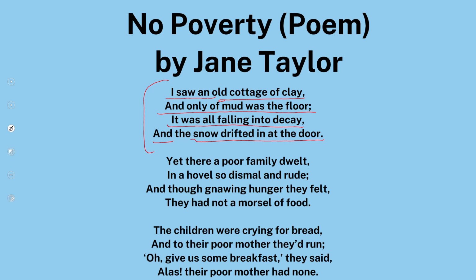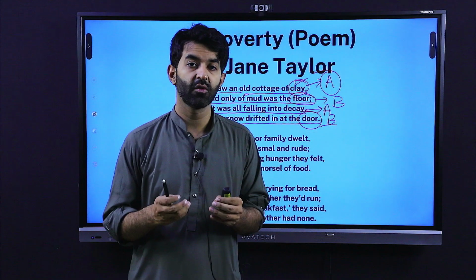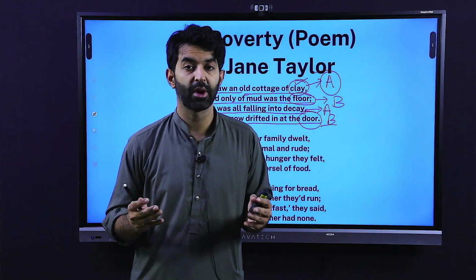Okay, start with the first verse, with the first line, the last word, clay. Let's give it a name, an identification, A. And the next line, the word is floor, which is very different from the first word. So we will call it B. Decay is rhyming with clay. We will call it A. And door is rhyming with the word floor. We will call it B. So this is the rhyme scheme of the very first stanza of the poem No Poverty by Jane Taylor.